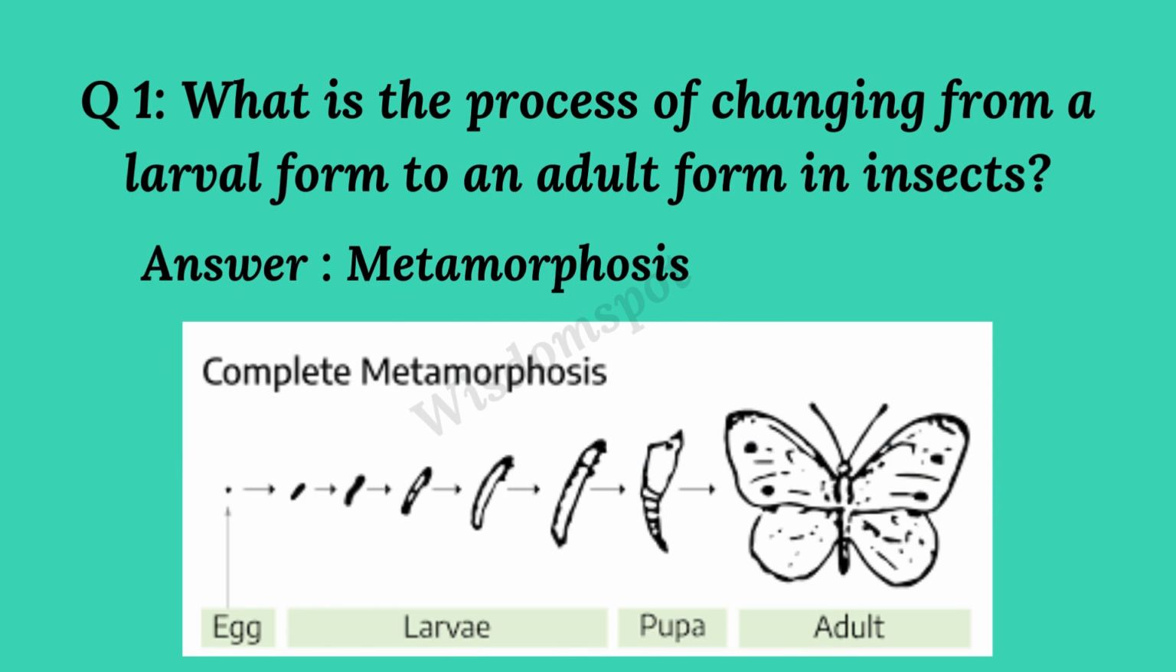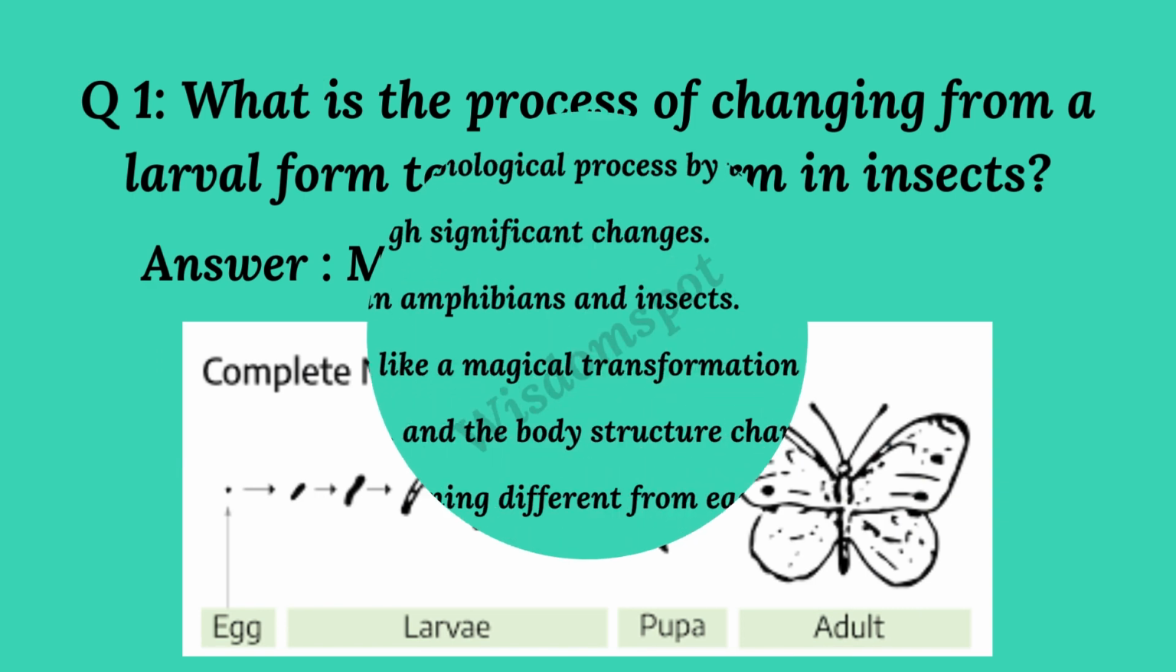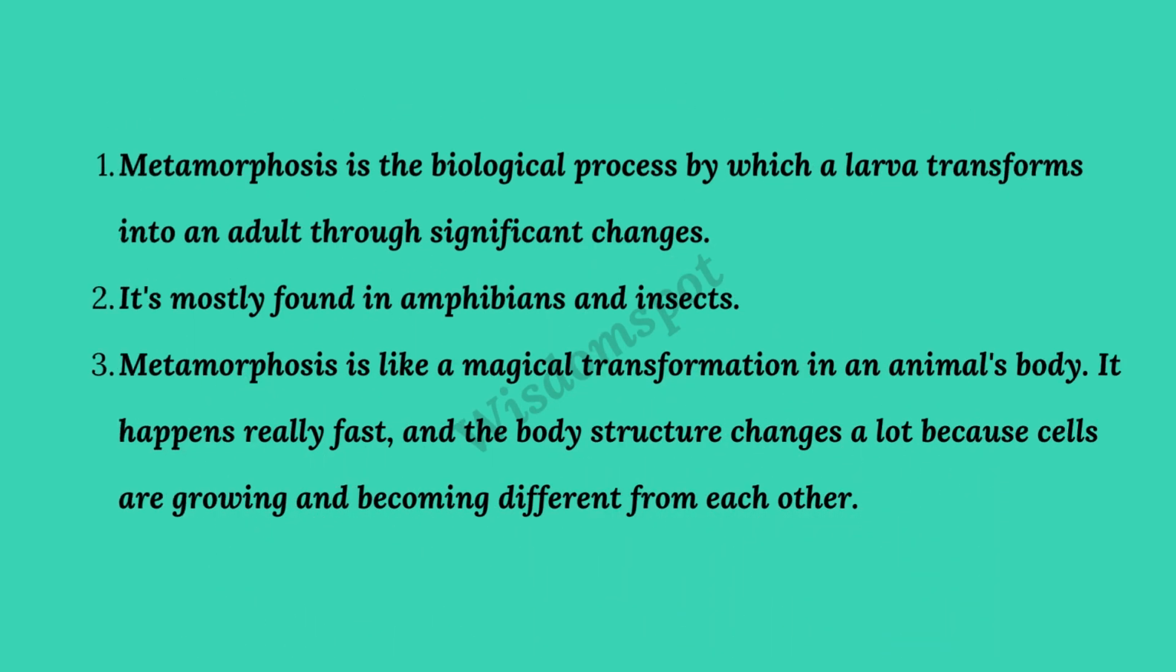What is the process of changing from a larval form to an adult form in insects? Answer: metamorphosis. Metamorphosis is the biological process by which larvae transform into an adult through significant changes. It is mostly found in amphibians and insects. Metamorphosis is like a magical transformation in an animal's body. It happens really fast, and the body structure changes a lot because cells are growing and becoming different from each other.